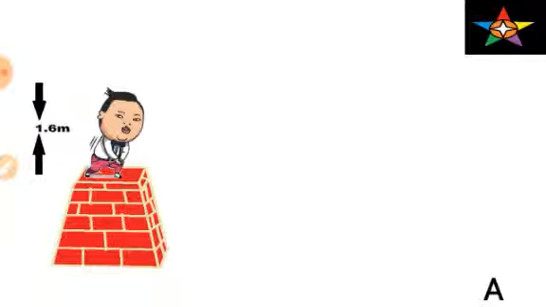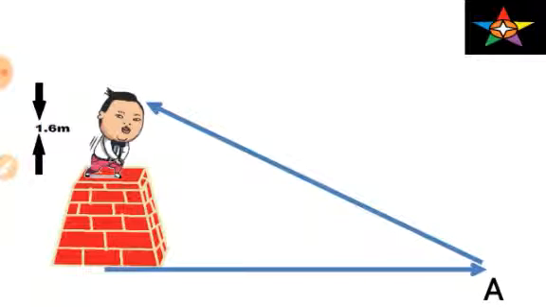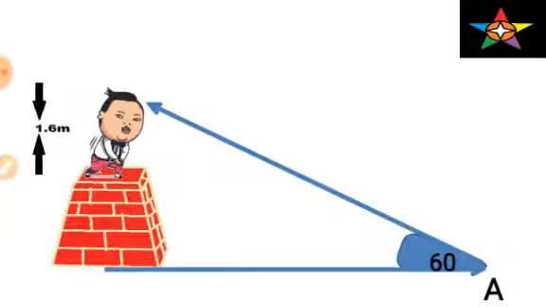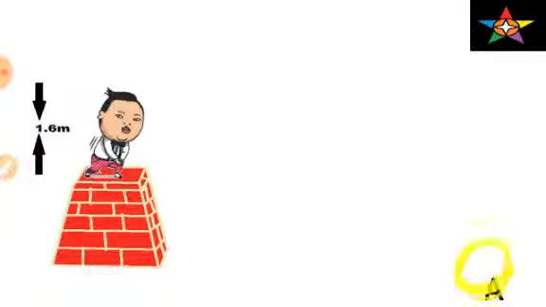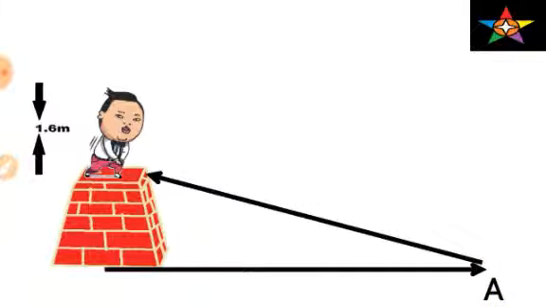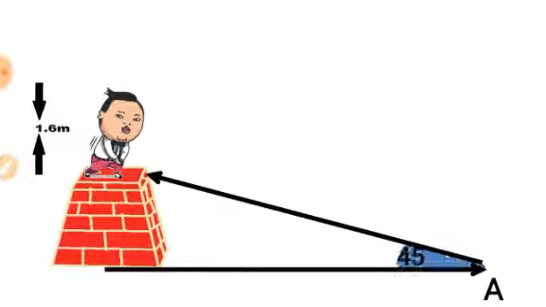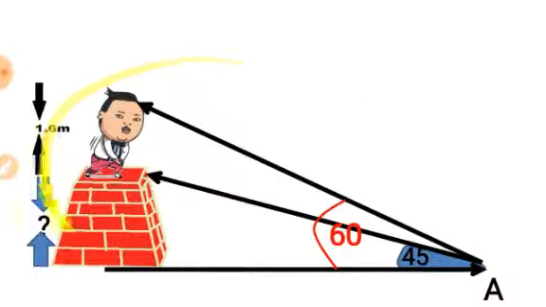Suppose A is a point on the ground from where the angle of elevation to the top of the statue is 60 degrees, shown by this raised line, and from the same point A the angle of elevation to the top of the pedestal is 45 degrees, and we have to calculate the height of the pedestal. Now we look at the combined figure. Here this is 60 degrees and this is 45 degrees.